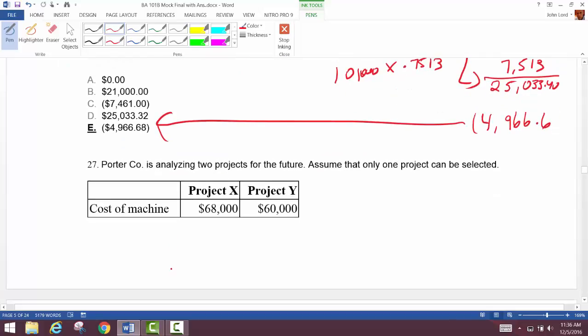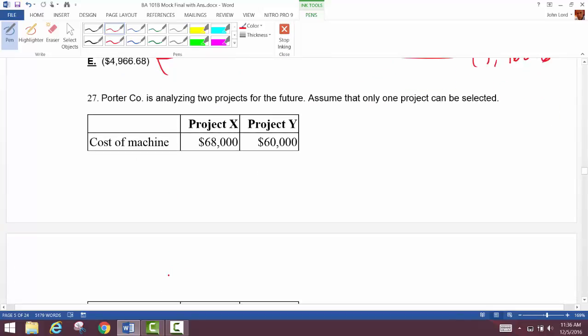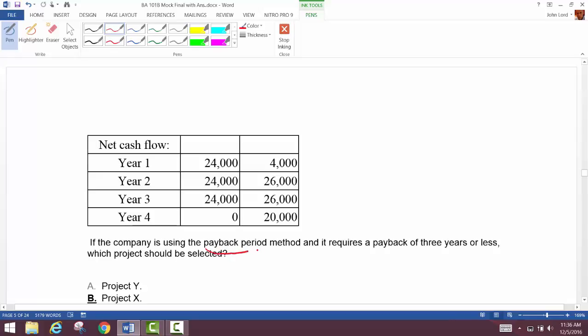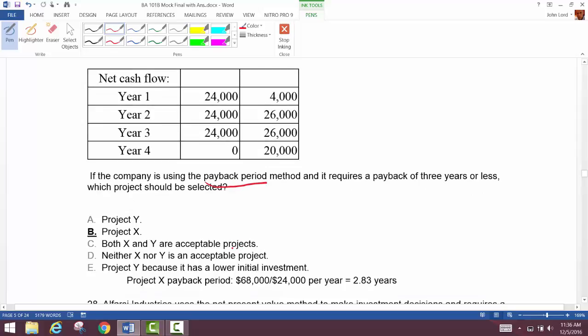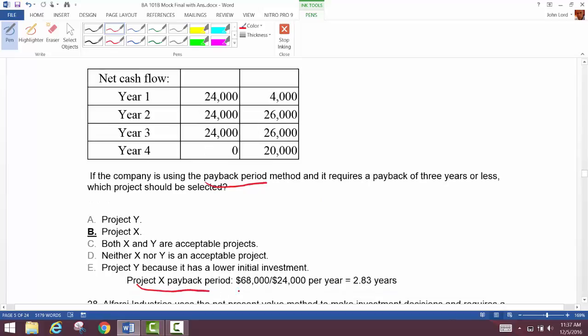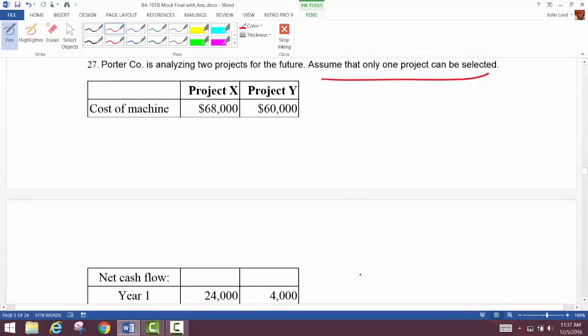Okay, good. Let's take a look at Porter Company. It has 2 projects, and only one can be selected. They want to see which one you plan to do first, and you're using payback. Yes, they want me to use the payback method and see which one I should do. So I take the $68,000 for project X, and the payback period is 2.83 years. Then I have to compare that to project Y.